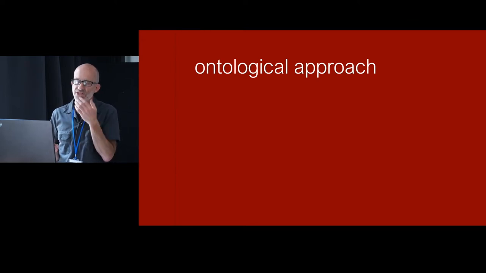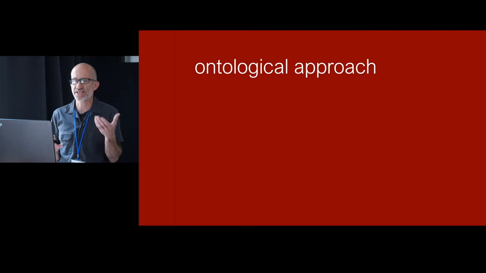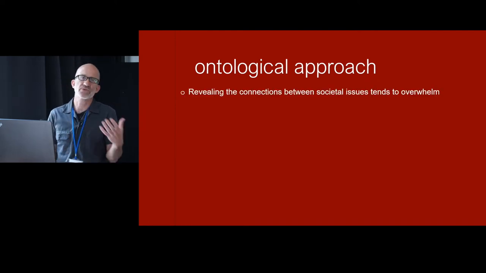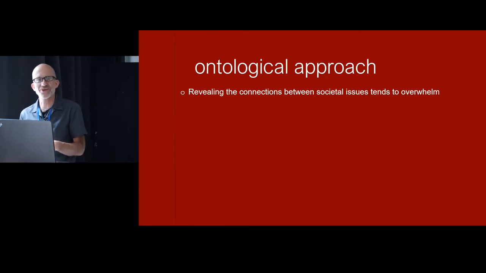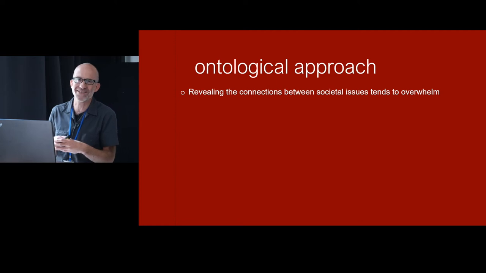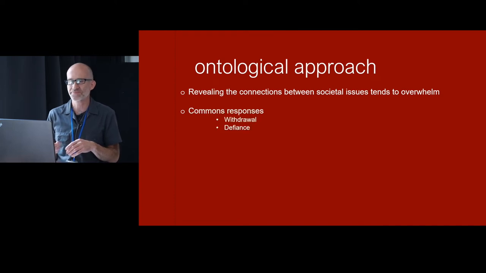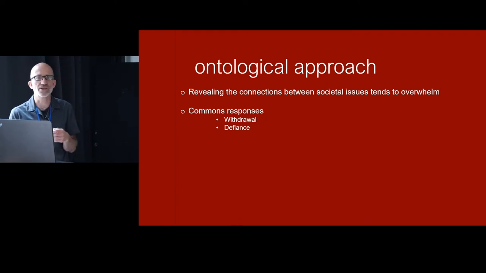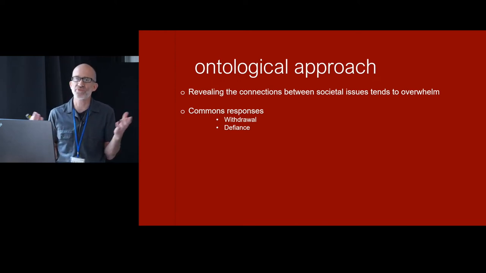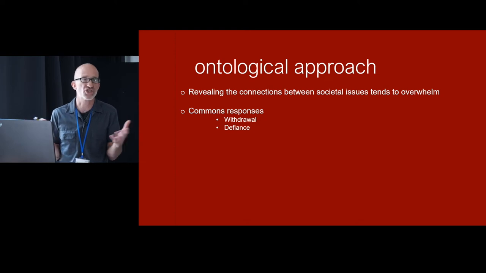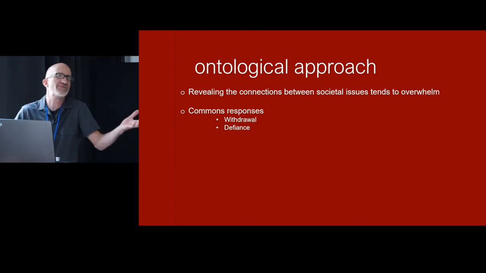Another aspect that we try to engage the students with is the ontological approach of design. This is the far-reaching effect that design has on society, and we try to reveal the connections between those societal issues and the students' future projects. But this often leads to an overwhelming realization of the nature of these problems. There are a number of common responses that the students have. A typical response is, we need to tackle everything. Another is a kind of withdrawal: okay, my easiest option is to not design anything, and specifically nothing physical.